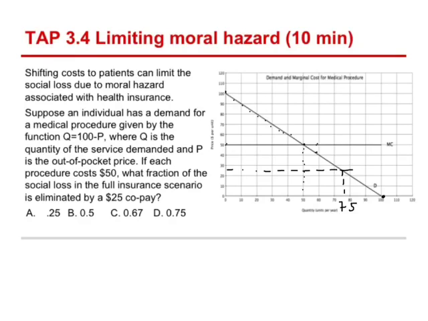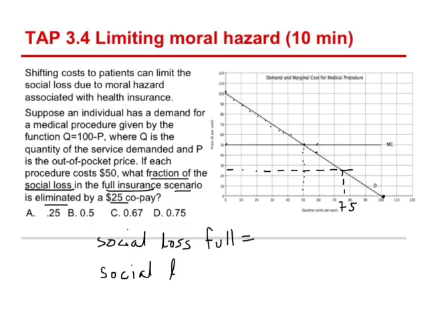And then, what are we asked to do? What fraction of the social loss in the full insurance scenario is eliminated by a $25 copay? So, social loss under full insurance, we're going to have to calculate that. And then social loss with a $25 copay. And this is going to be easiest to solve graphically.